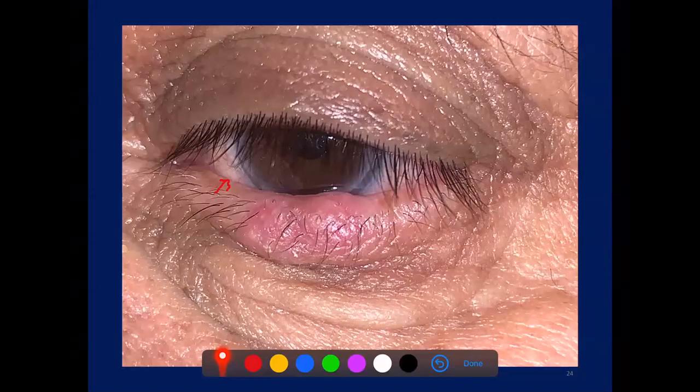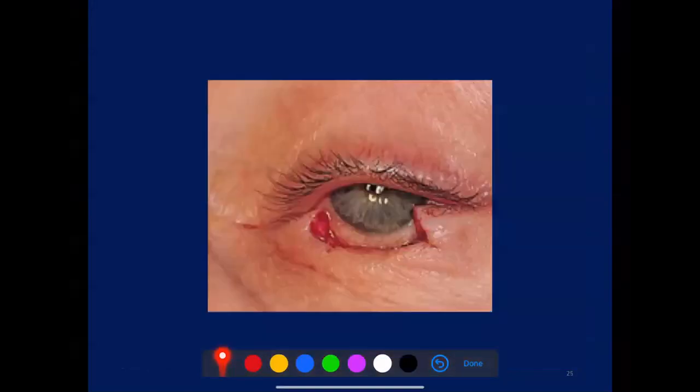Okay, so let's say that you removed it. How many millimeters of free margin? As you say, 2 to 3. Okay, so it should be more than that. Yeah, 4 to 5. Yes. So let's say that you removed it. This is a different patient, but for the sake of discussion, this is the defect. How will you reconstruct this?